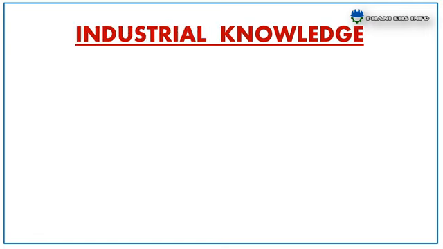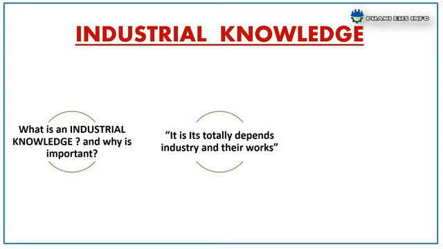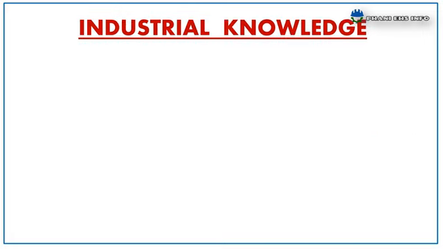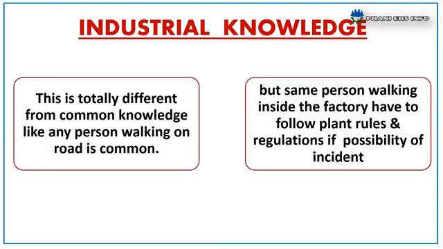Second one, industrial knowledge. What is industrial knowledge and why is it important? It totally depends on the industry and its works, knowledge about the industry and familiarity with procedures. This is totally different from common knowledge, like any person walking on the road is common, but the same person walking inside the factory has to follow planned rules and regulations if there is a possibility of incidents.